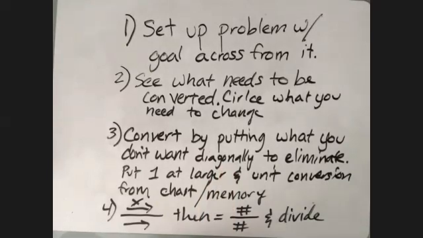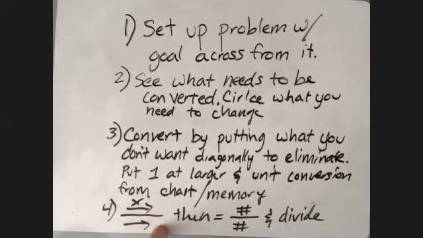Then what you want to do is look at a chart, or maybe you have it memorized from memory, and you want to put the larger one with the 1 and then the smaller one with the conversion. For example, if I had to convert 60 seconds to an hour, the hour would have 1, the 60 would pertain next to the seconds.